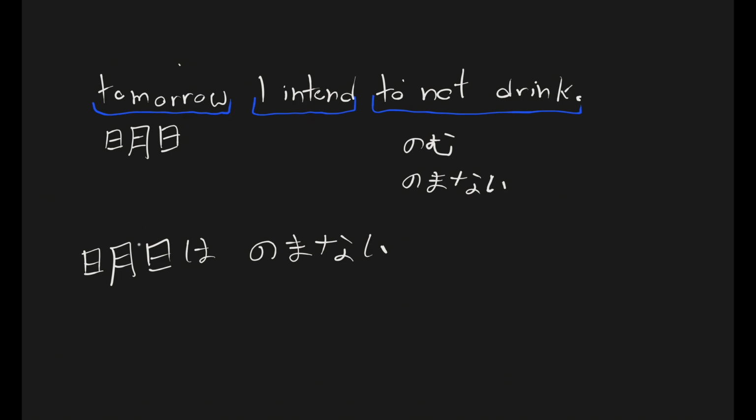So we can just go ashita wa nomanai tsumori. And again, tsumori da or tsumori desu. Let me just write that again. Tsumori da. Tsumori desu. So the translation for tomorrow, I intend to not drink, would be ashita wa nomanai tsumori da, or ashita wa nomanai tsumori desu. That is how you translate that.